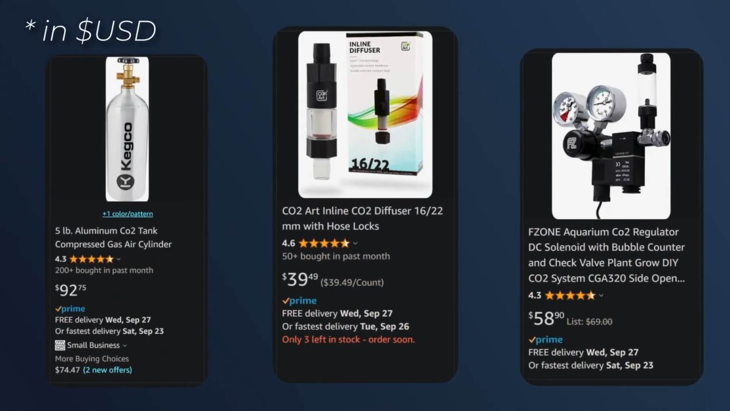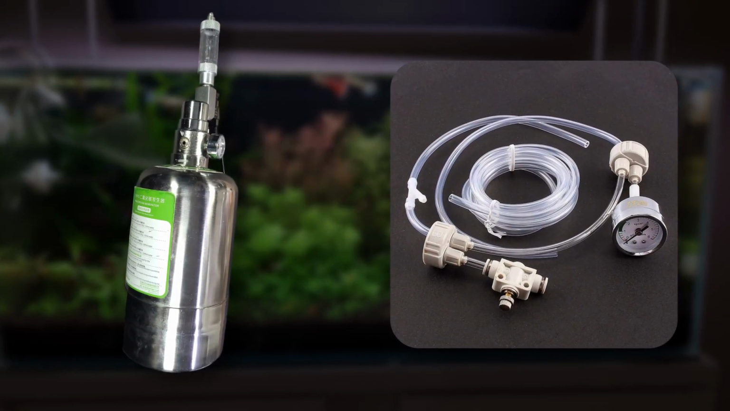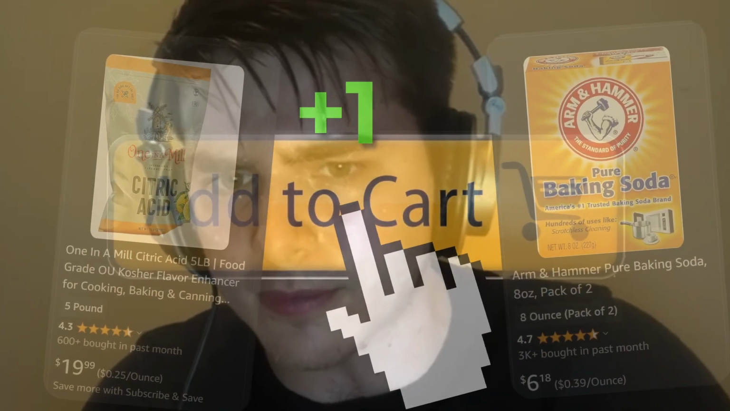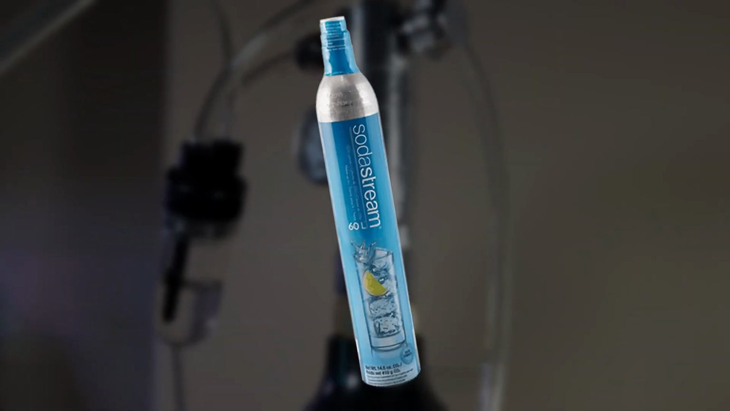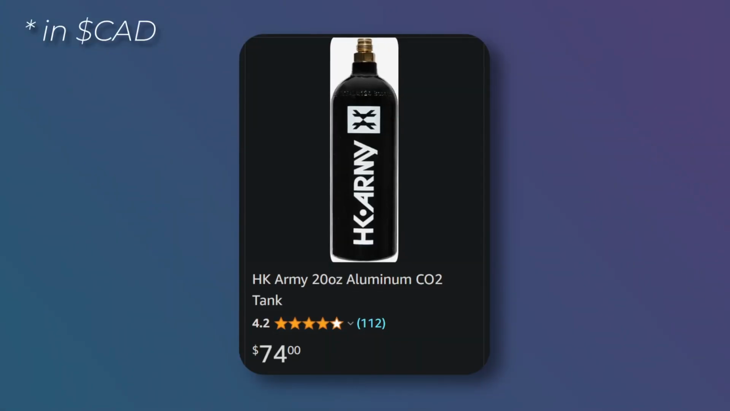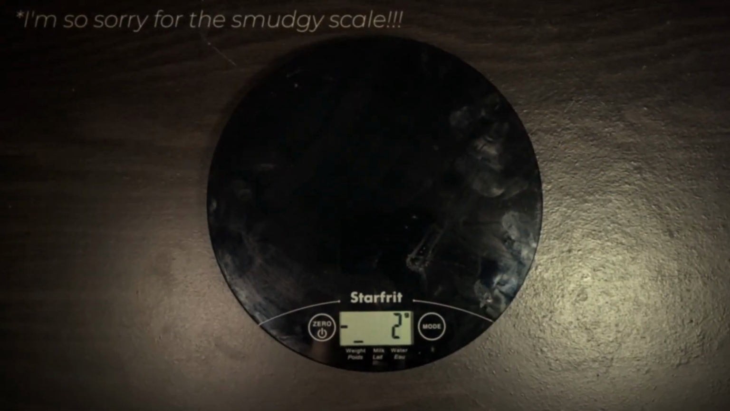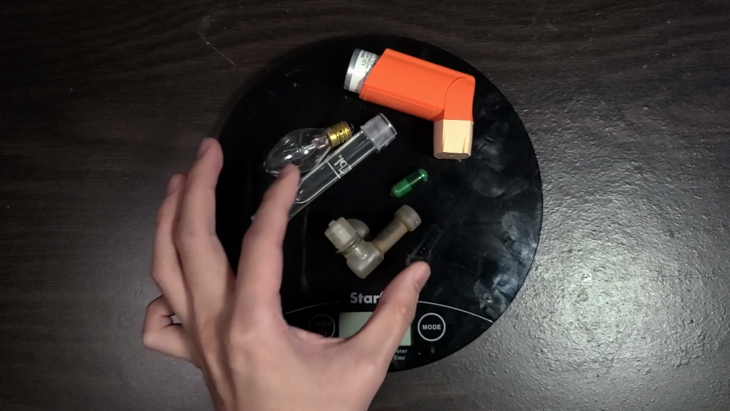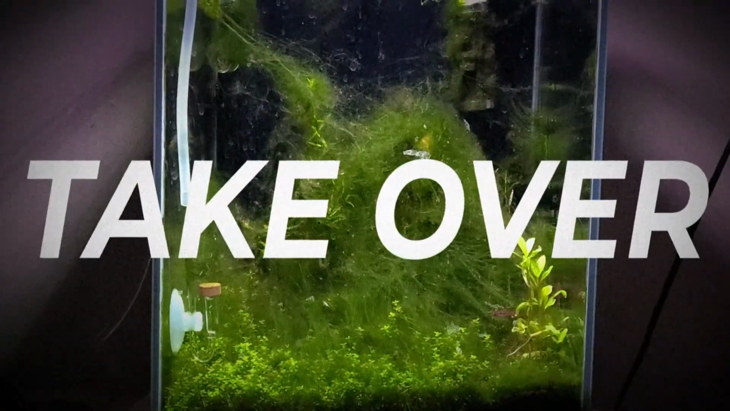CO2 systems are also very expensive if you want a really good system. Yeah, you can go down the DIY route, but this will eventually eat up more costs as you need to constantly purchase the ingredients. There are ways to make things cheaper with paintball or Soda Stream canisters, but that can still cost a lot, especially here in Canada. And remember that weight limit that we said at the beginning? Our main objective is not to exceed 50 grams. If you're not careful with balancing CO2 levels alongside lighting and nutrients, we risk tipping the scale, thus leading to poor plant health and an algae takeover.